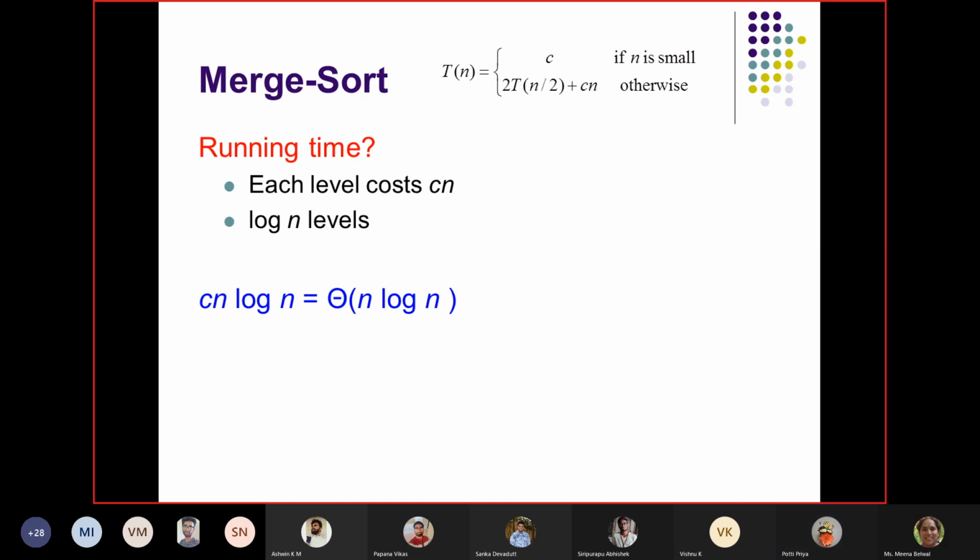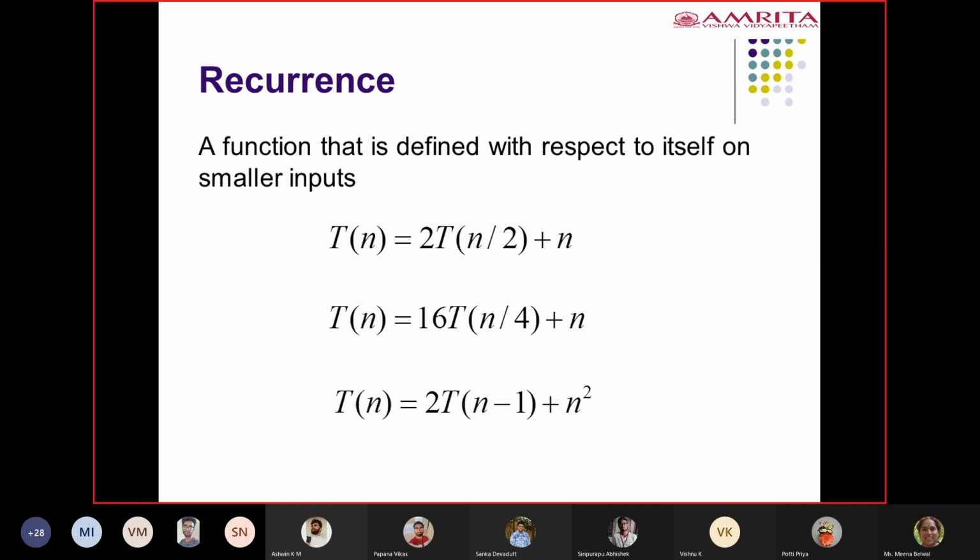All right. So this is what we are going to get as merge sort. Now we've actually discussed merge sort with respect to recurrence. So what exactly is a recurrence? Merge sort that we saw was an example of a recurrence relation. A function that is defined with respect to itself on smaller inputs. Right? So this is important. A function that is defined with respect to itself on smaller inputs.